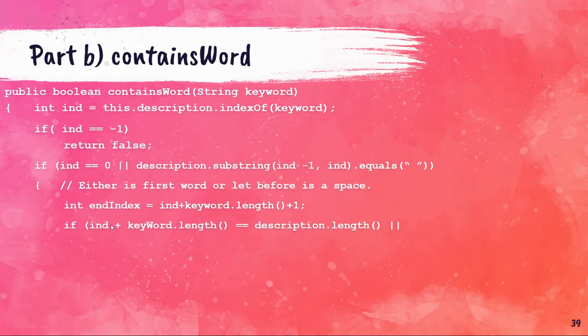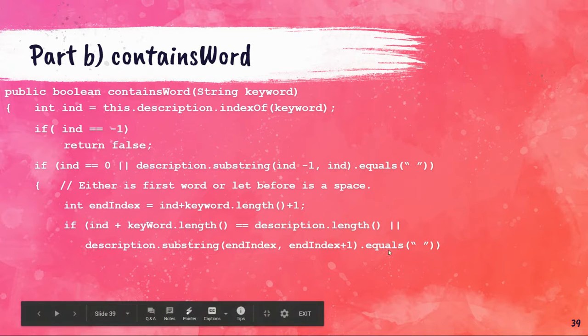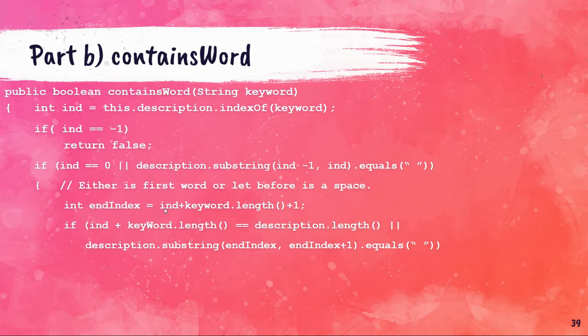So if the index plus the word dot length, if that's not right either. So IND. So that's going to be, oh, no, I'm sorry. There. This part is okay. Sorry. If the index plus the keyword dot length, add those two together. If that equals the whole thing dot length, description dot length, okay, that means it's the last word. We're all good. Or I'm going to find that is the thing that comes after it a space. And I tried to just abbreviate by calling this thing index, but I made an error.